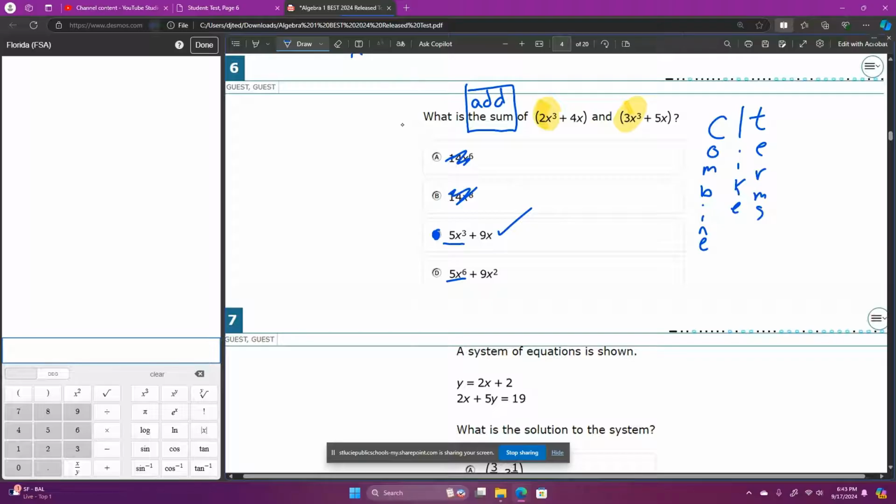And on the Algebra EOC, 49% of students got this question correct. And if you need practice on this in IXL, it is lesson 5EK.